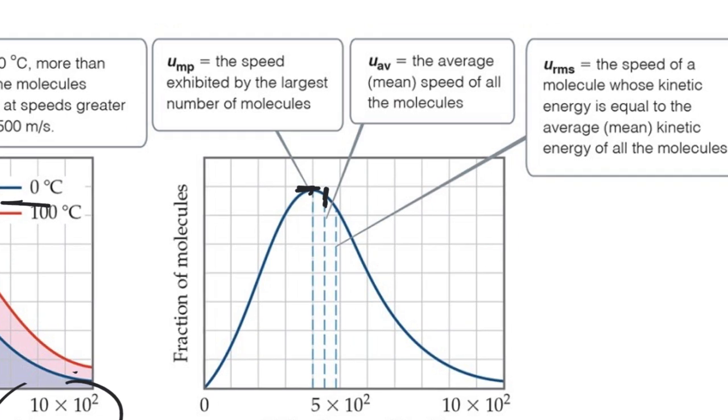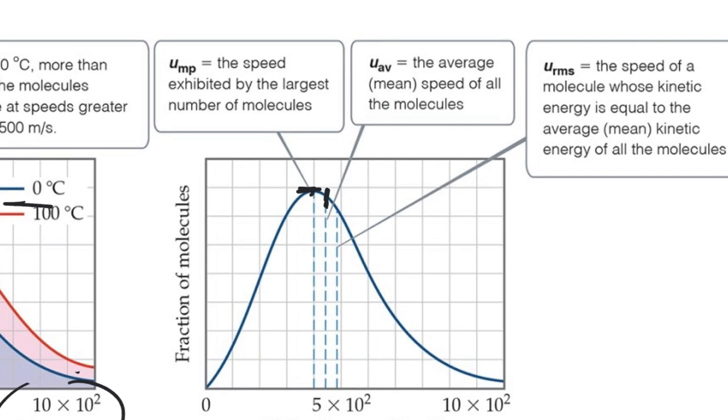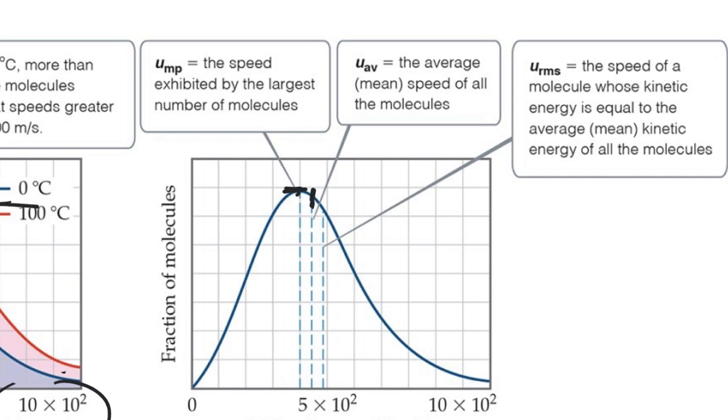And then we have another point that's interesting. It's a little bit hard to describe, but the root mean square velocity is the speed at which the molecule has the average kinetic energy that you can calculate from 1/2 mv². The speed of the molecules whose kinetic energy is equal to the average, or mean, kinetic energy of the molecules is this RMS point here. And so the v_RMS is something we can calculate.